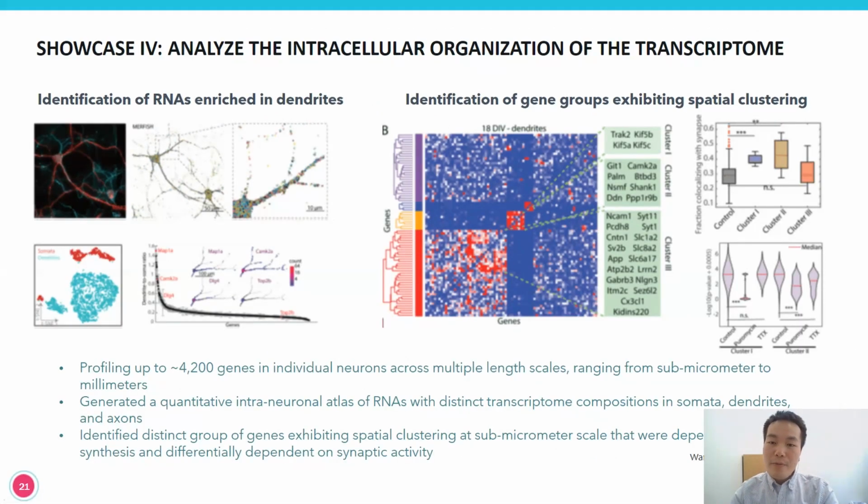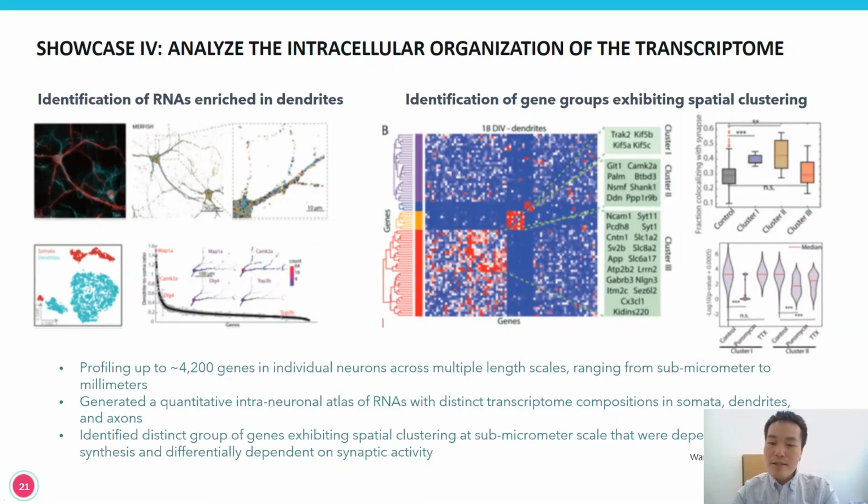So the final example that I wanted to share with you shows how you can use MERFISH to directly analyze the intracellular distribution of RNAs. As some of you may know, this intracellular organization of the transcriptome underlies many fundamental biological processes such as cell migration, synapse formation, or even tumor metastasis. A better understanding of this organization will definitely help illuminate how these cells function.